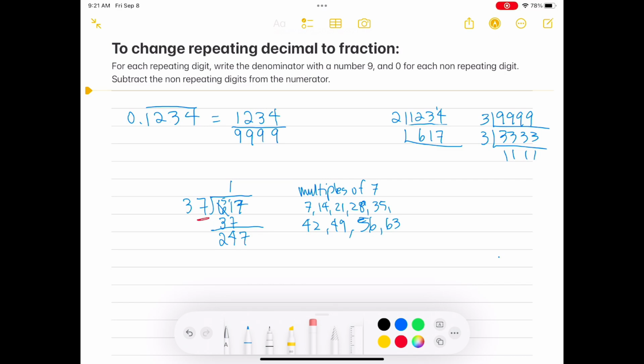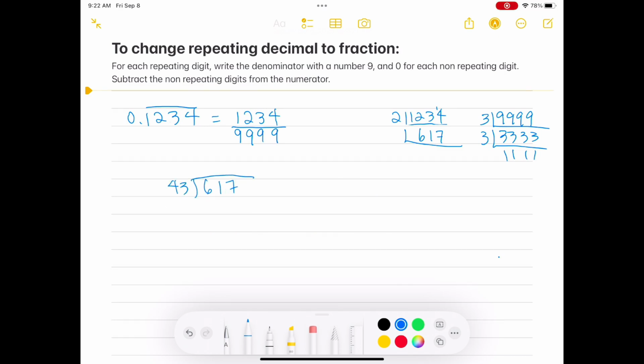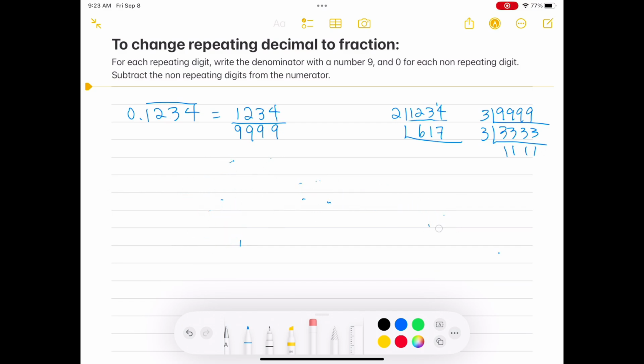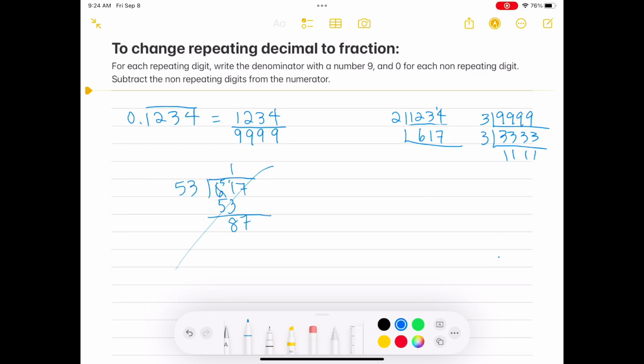And I try various other prime factors like 43, and that doesn't work. And I play with a few other prime factors just to see if any of those might work. And eventually I am satisfied that there are no hidden prime factors that are common to 617 and 1111.